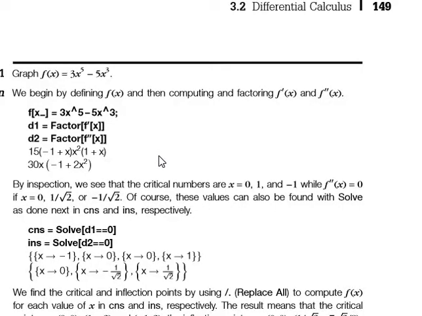Here is the first example for relative maxima and minima: f of x equals 3x to the 5 minus 5x cubed. Our purpose is to discuss the relative minima and maxima, and increasing and decreasing functions. First of all, I write this as a function.